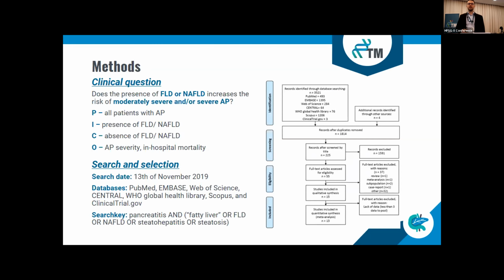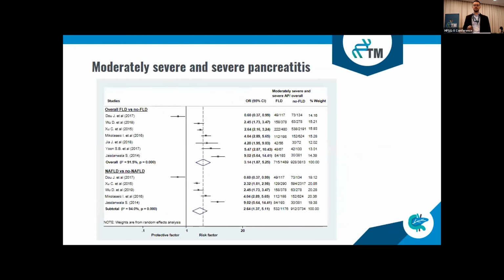For the meta-analysis, we conducted a systematic search at the end of 2019. We were looking for papers investigating patients with acute pancreatitis and comparing patients with and without fatty liver disease. And we were looking for all kinds of outcomes, not only mortality, not only local and systemic complications or severity of the pancreatitis, but also the long-term complications of acute pancreatitis, so the out-of-hospital complications as well. In the end, we included 13 studies in our systematic review and meta-analysis.